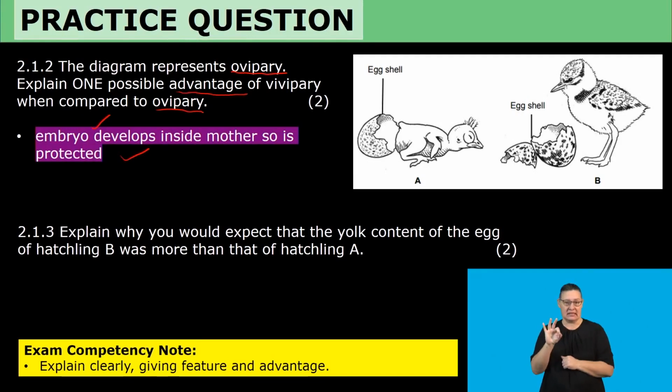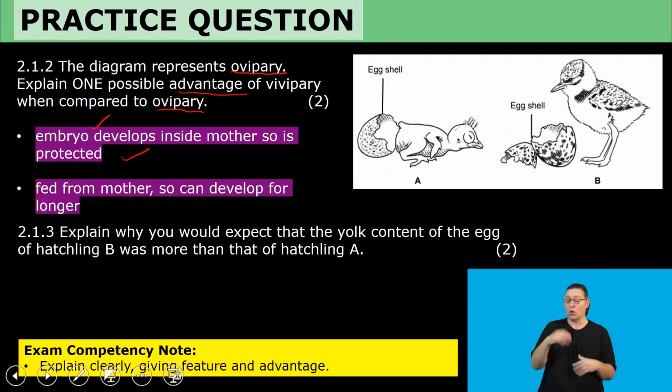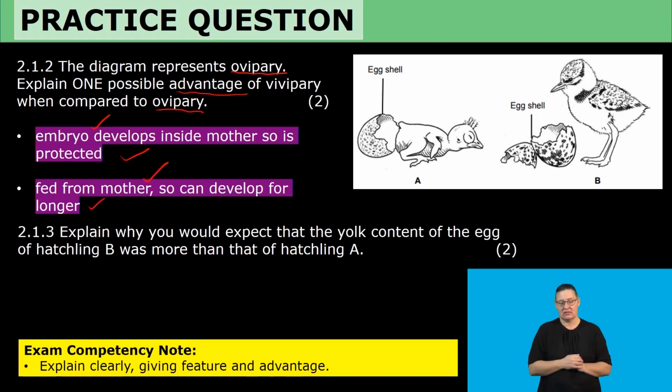Question 2.1.3. Oh, yes, we also have another option. Remember, this is 2 marks. It is fed from the mother, so it can develop for longer. So in other words, once it's inside, feeding comes through the mother's blood and development can be prolonged as well.